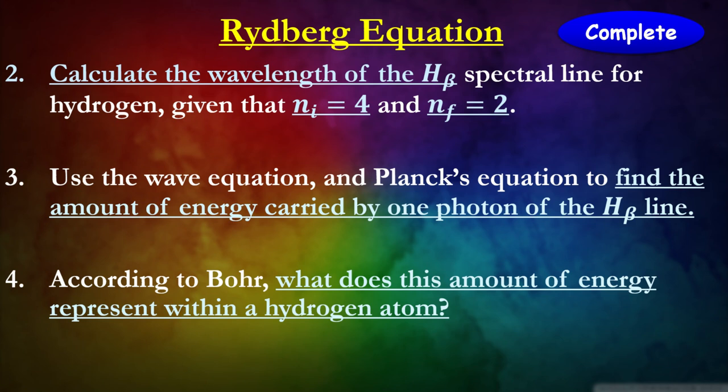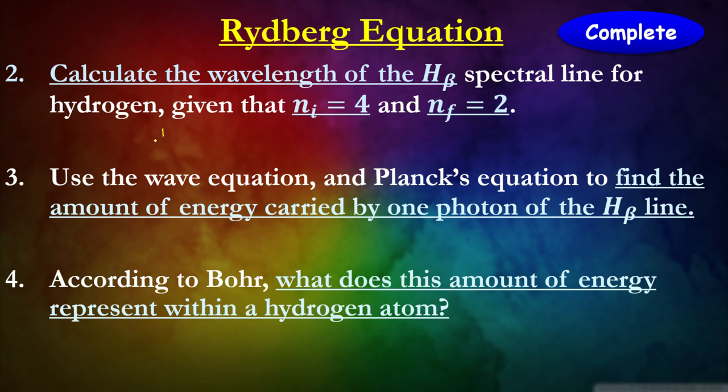Okay, some other questions that you can look at. It says calculate the wavelength of the hydrogen beta spectral line if it gives a transition from here to here. Use the wave equation and Planck's equation to find the amount of energy carried, and then what does this amount of energy represent within the hydrogen atom? Okay, so let's just go through this quickly.